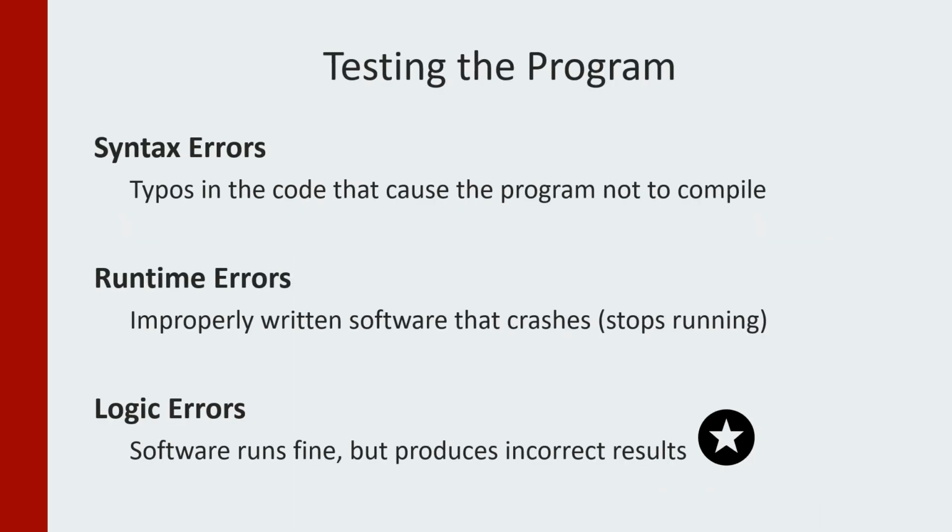When we test our programs, we can have various issues with them. Syntax errors are things that cause the program not to compile. Runtime errors cause the software to crash. But most importantly for us for code tracing is logic errors. The software maybe runs fine, but it produces incorrect results. By learning how to trace, we can determine what is actually going on logically in our code and figure out if it's doing the thing that we expect.